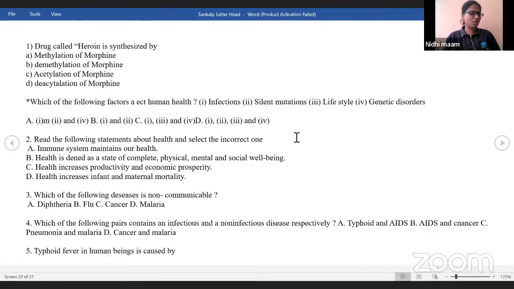Today's multiple choice question. Yes, good evening YouTube students. Drug called heroin is synthesized by: option A, methylation of morphine; B, demethylation of morphine; C, acetylation of morphine; D, deacetylation of morphine. What is your answer? Heroin is a drug. It is synthesized by what? Deepak HS answered it. What about others? Prithvi, Sita. Refer your textbooks, refer your notes, and let me know the answer.